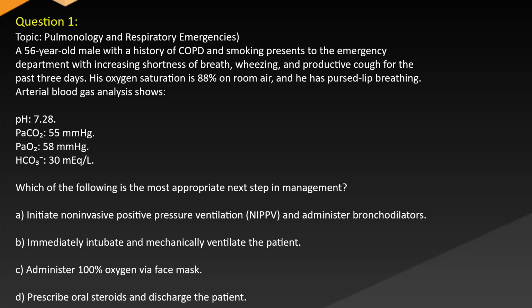Arterial blood gas analysis shows pH 7.28, PCO2 55 mmHg, PO2 50 mmHg, bicarbonate 30 mEq/L. Which of the following is the most appropriate next step in management? A. Initiate non-invasive positive pressure ventilation (NIV) and administer bronchodilators. B. Immediately intubate and mechanically ventilate the patient. C. Administer 100% oxygen via face mask. D. Prescribe oral steroids and discharge the patient.